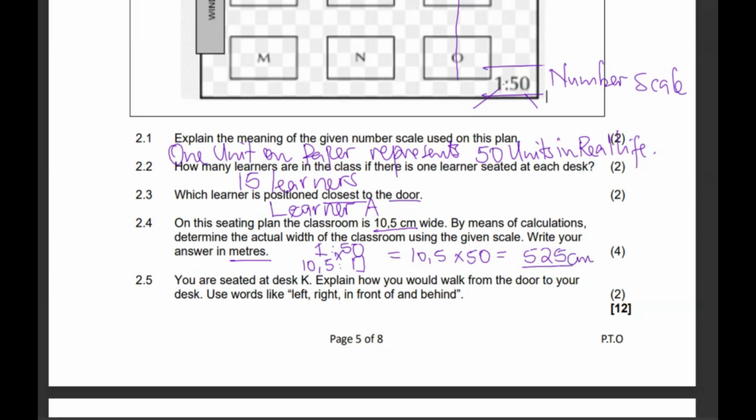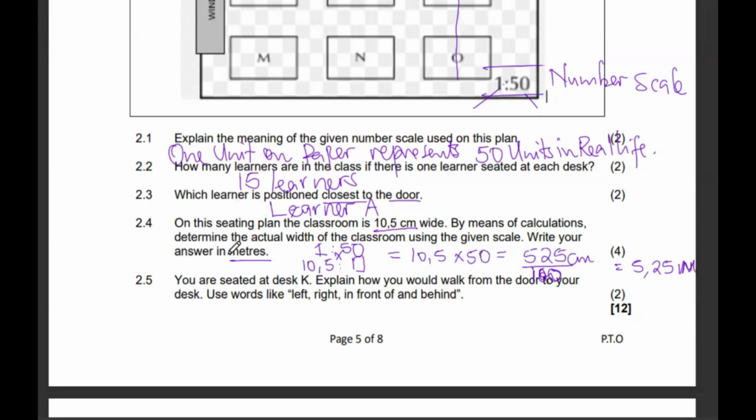What we do, we divide by 100 because we're changing centimeters. They want the answer in meters. We divide by 100. And indeed, the answer becomes 5,25. Don't forget the unit. 5,25 meters. That's the answer there.